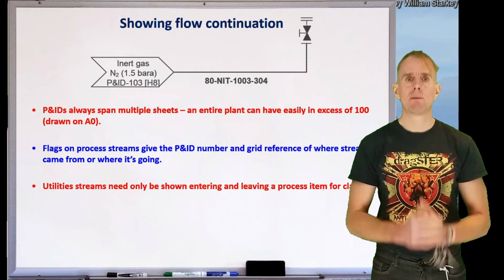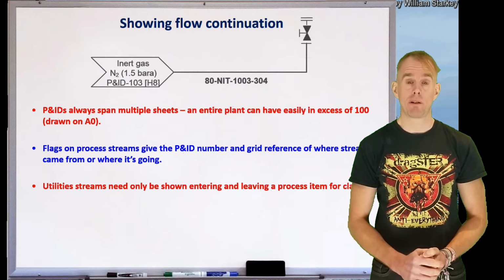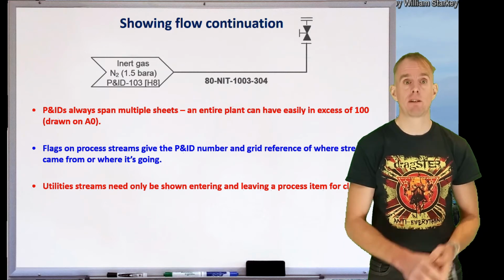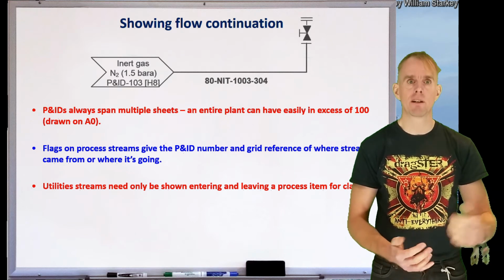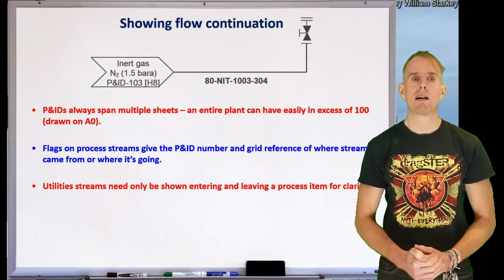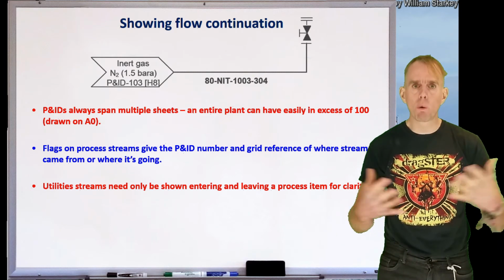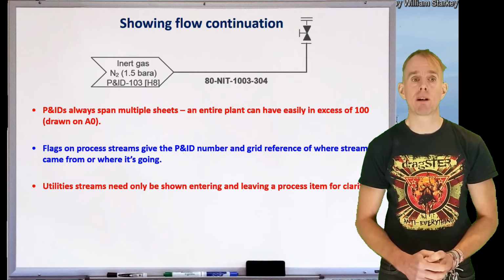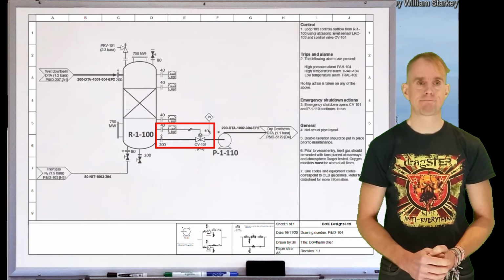Now, typically we're only going to be showing process flows on the P&ID, not utility flows as well. We typically have different sets of diagrammatic information, utility flow diagrams, that show flows of cooling water, of steam, and so on and so forth. If we included all the utility flows on a P&ID, they would get very hard to read and very cluttered.